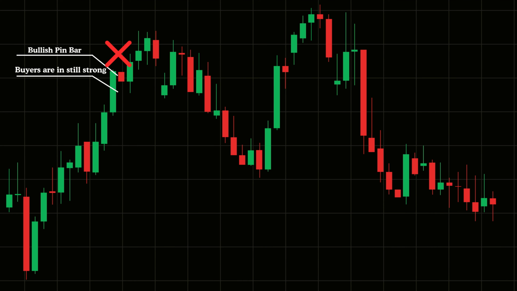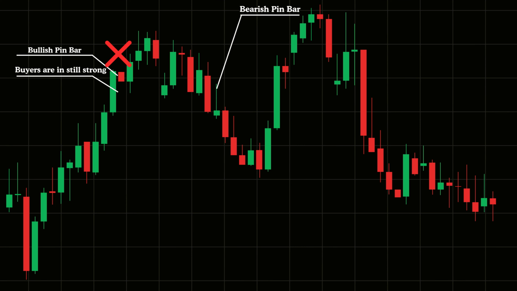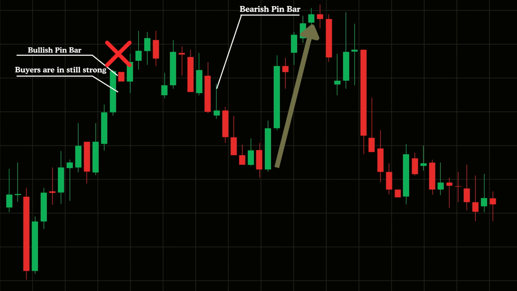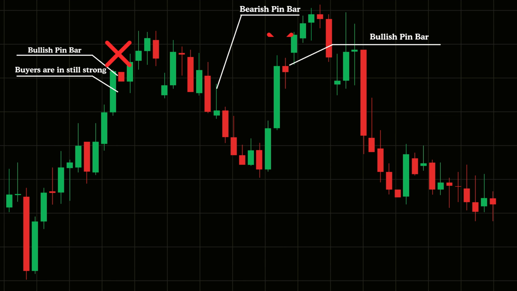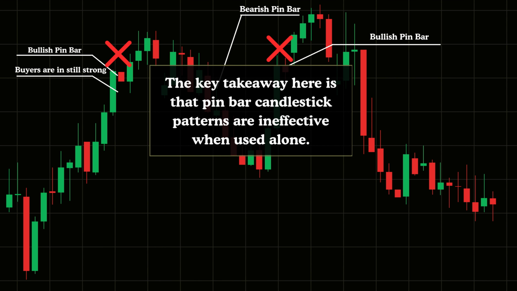Now, here's another bearish pin bar that also failed. Although the pattern implied seller strength and potential downward movement, the market did the opposite and moved up. Yet another misleading signal came from this bullish pin bar. The key takeaway here is that pin bar candlestick patterns are ineffective when used alone.